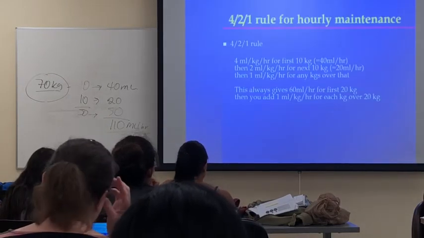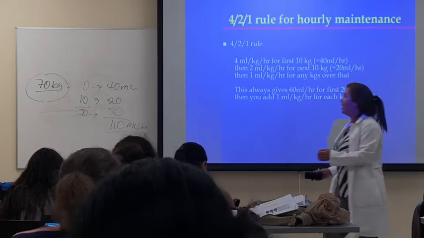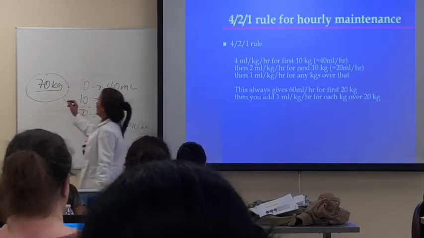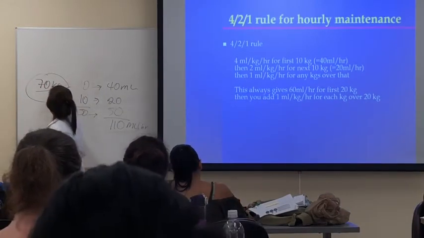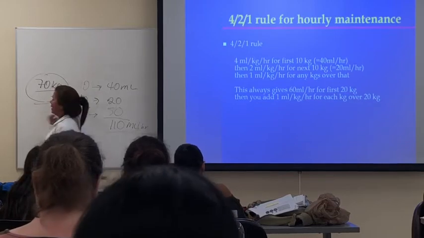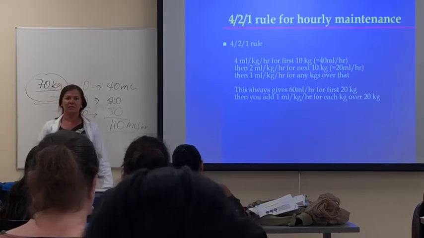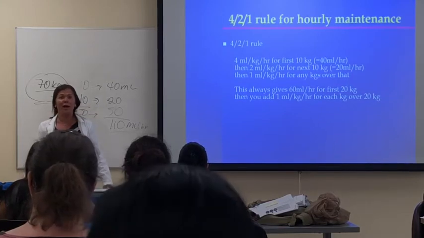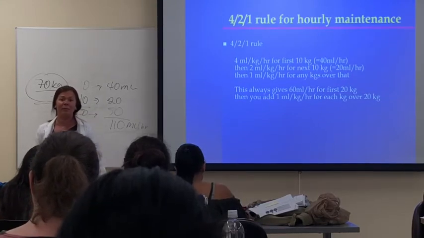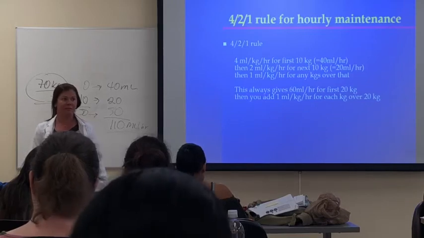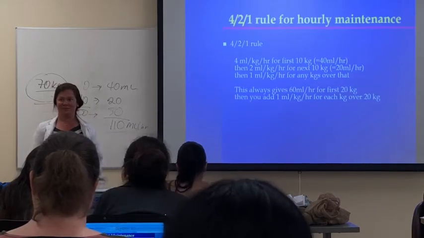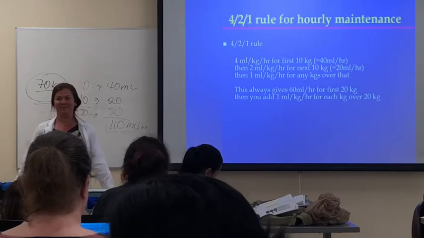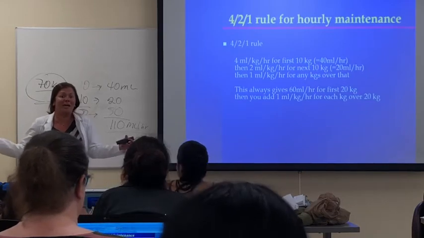Which is, it's not in the PowerPoint, but it's basically you take the kilograms of the patient and you add 40, and it's going to give you that. Just add 40. So if you add 40, how much is 70 plus 40? That's it.